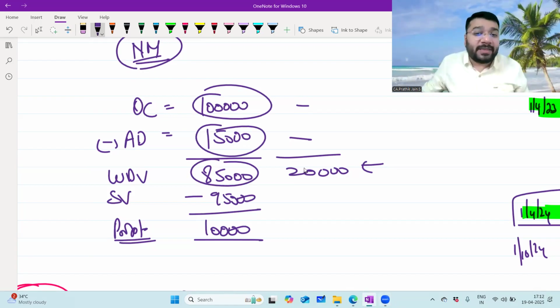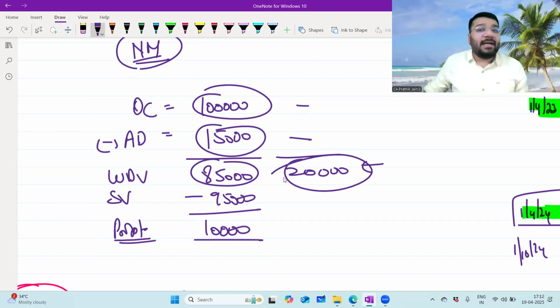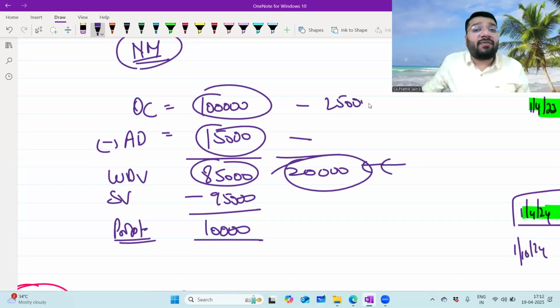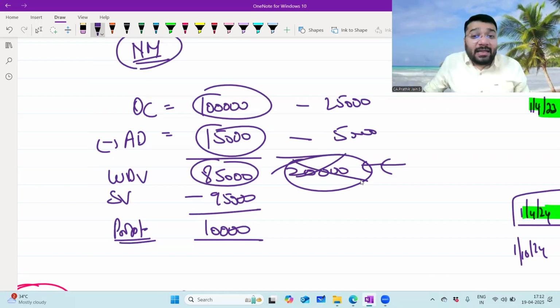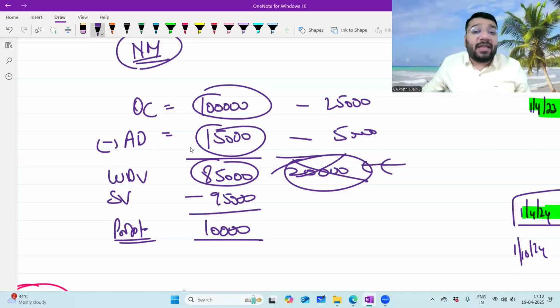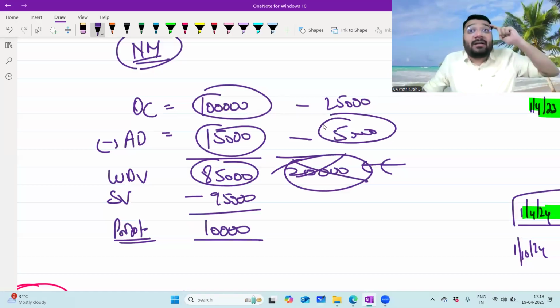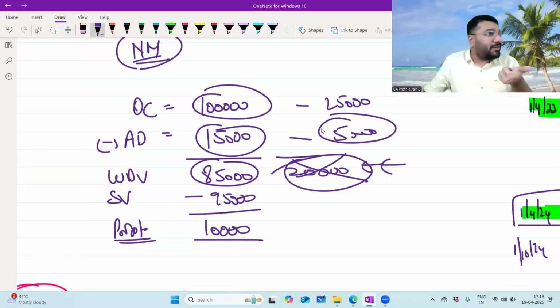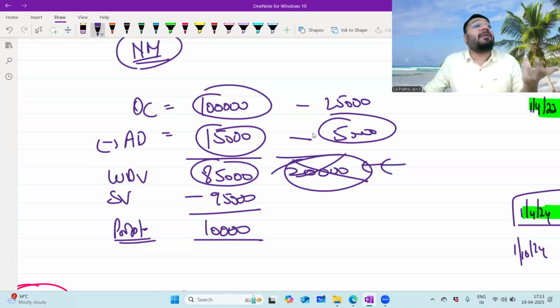So this 20,000 rupees, they can tell you in two ways. One, they'll tell the WDV of the asset is 20,000, or they will tell you the original cost of the asset was 25,000 and accumulated depreciation on that was 5,000. So this 20,000 they'll not directly give you; you have to calculate. Now the problem with students is that when they see the word accumulated depreciation, they tend to think that this is the accumulated depreciation method. This is not the accumulated depreciation method. I'm telling you the way they will play with the language. You have to be very clear.